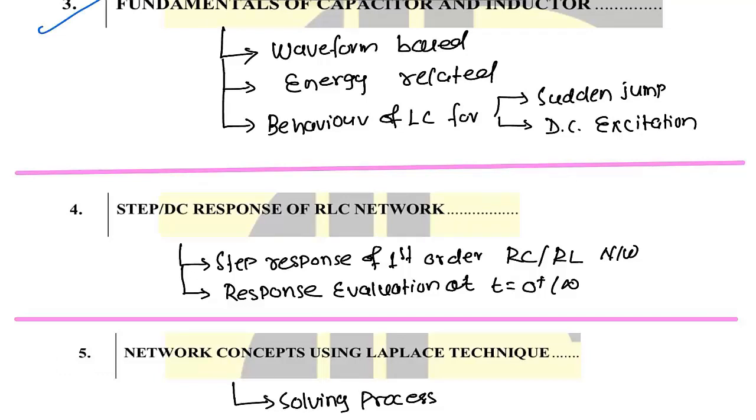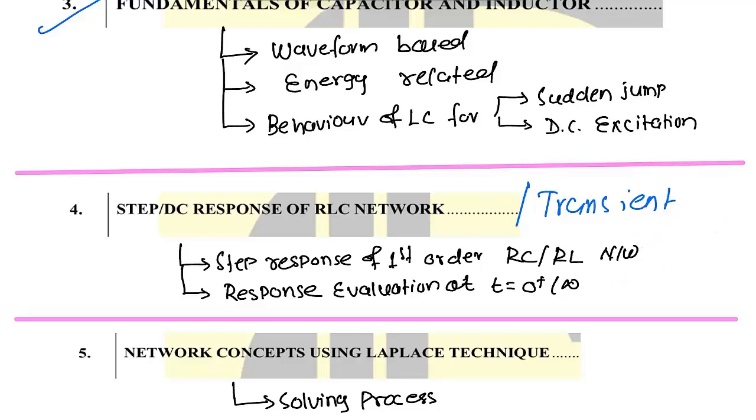Coming to chapter number 4, students, this is your step or DC response of RLC networks. This topic is popularly known as the transient analysis. In the transient analysis, students, broadly I can say there are only two models of question you are getting. Although the chapter is huge, many of you feel that transient is a very tough one. But in a broad sense, if you understand the concept and classify the questions they are asking, there are basically two models of question you are getting.